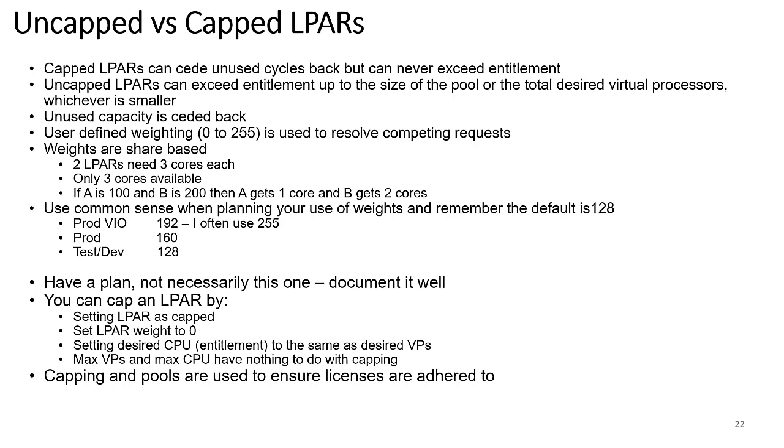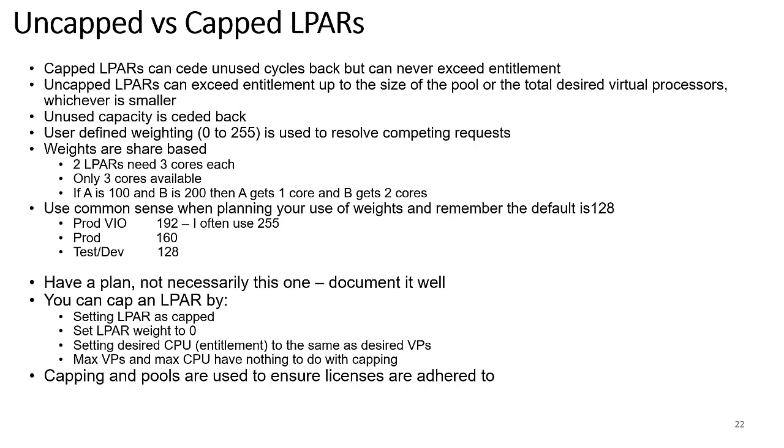Now I mentioned capping an LPAR. There's several ways that you can cap an LPAR. One of the ways to cap it is to actually check the box that says capped when you're doing it through the GUI. Another way is to set the LPAR weight to 0. And a lot of people will use the LPAR weight set to 0 because they can change that dynamically. And a third way is to set the desired CPU or entitlement to be the same value as the desired virtual processors.